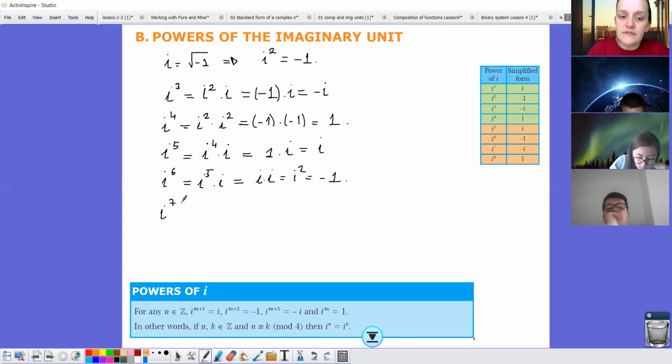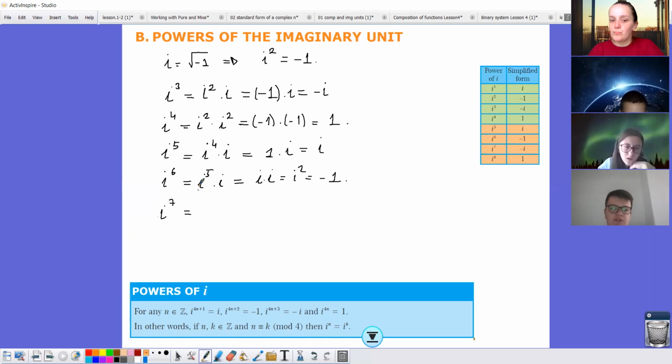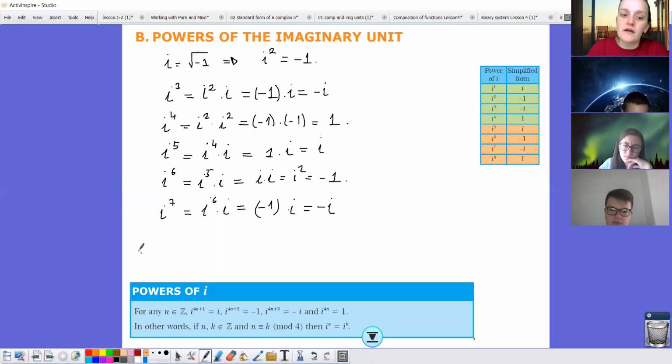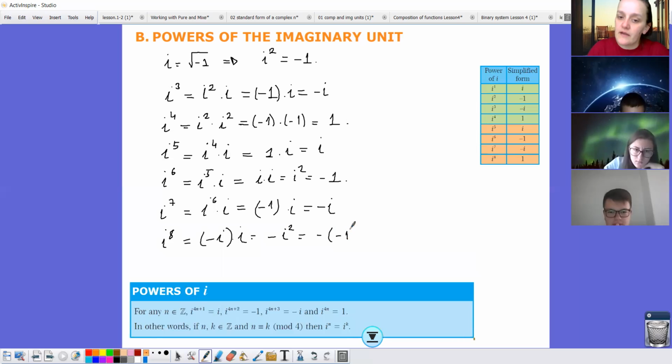i to the power of 7, what will it be? i to the power of 6 times i, which is -1 times i, so minus i. And one more, i to the power of 8, which is i to the power of 7 times i. Minus i times i will be minus i squared, so minus -1, which will be 1.